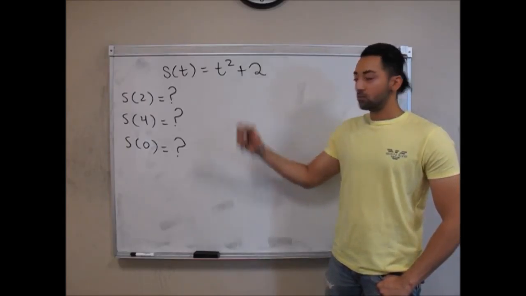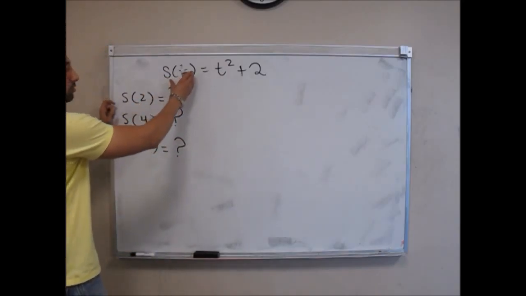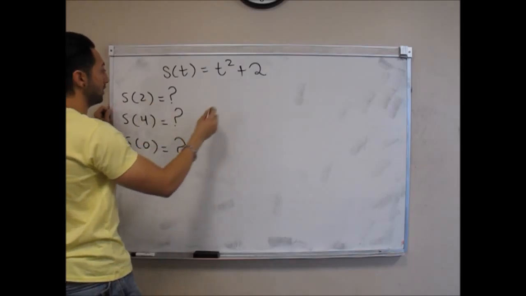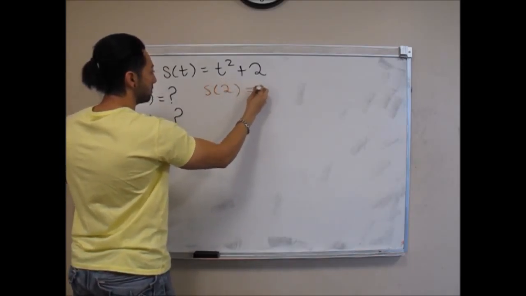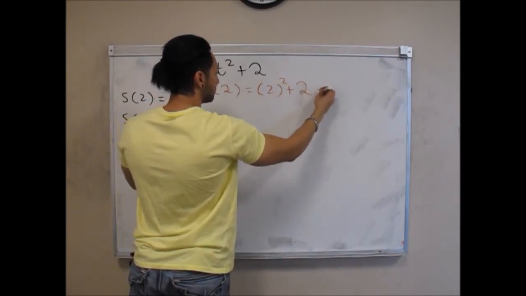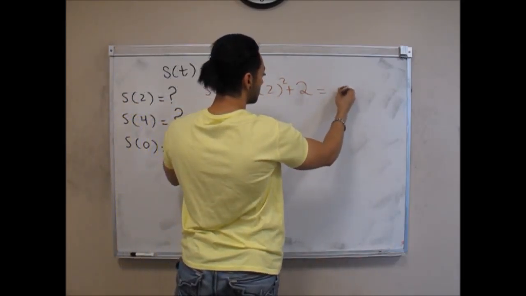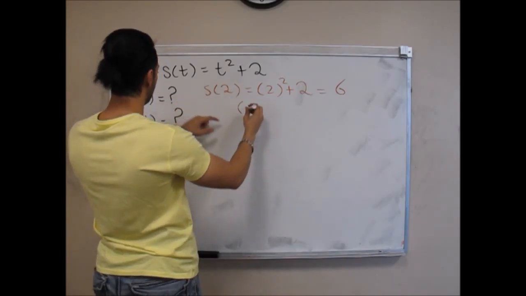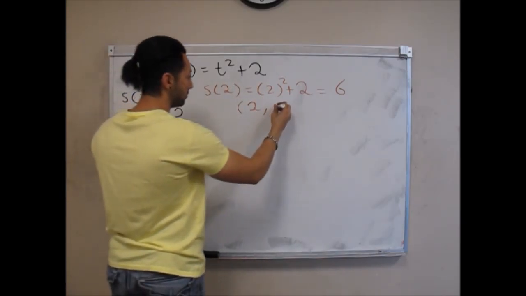Okay, so s of 2, they replaced the t with a 2, so that's what I'm going to do. Replace every t I see on the right side of the equation with a 2. So s of 2 is equal to 2 squared plus 2. We know that 2 squared is 4, plus 2 is 6. So the corresponding ordered pair would be, when I input a 2 into my function, I get an output of 6.